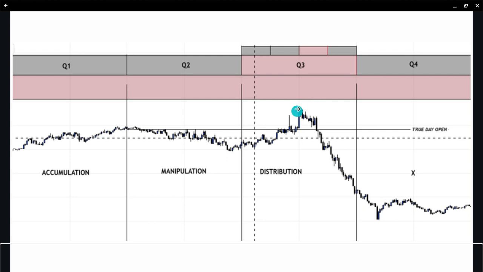And the moment Q3 starts, you can see the distribution right there. There is no stopping, it was just spooling. This is what ICT calls spooling. There is no point of return in this, apart from these tiny little wicks you see up, and over here I don't see anything as well. So that's it. Now you can see this line, the true day open here. Your bias is bearish, you're selling above the open.